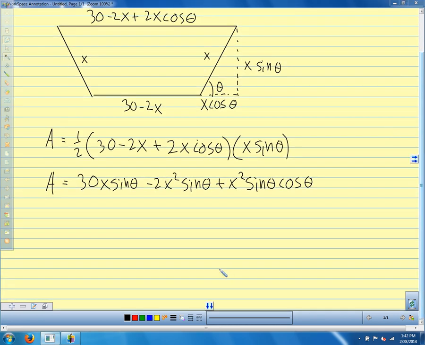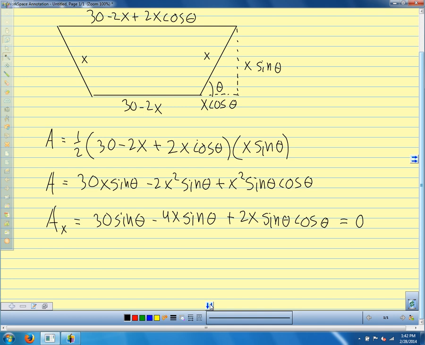I'm going to take my partial derivative with respect to x now. A sub x. When I take that partial derivative, I get 30 sine theta minus 4x sine theta plus 2x sine theta cosine theta. And we want that equal to 0.